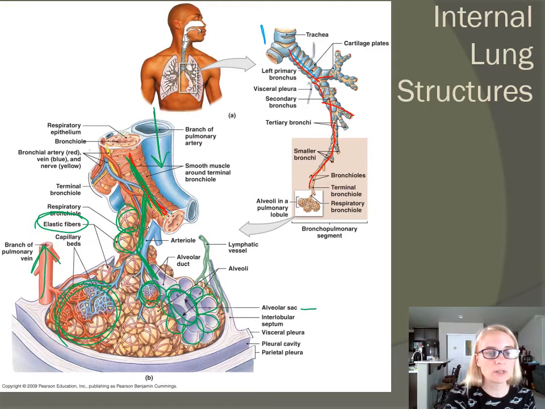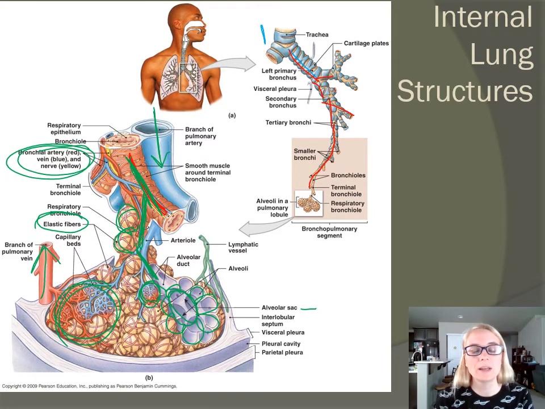But I also wanted to talk about this cluster here, the bronchial artery and vein. Those are blood vessels feeding the tissues of the lungs. So the bronchial artery is going to be carrying oxygenated blood to the smooth muscle, the alveoli, the cells. The bronchial vein will be returning that blood via general circulation. And the nerve is just the nerve kind of bundled with those blood vessels.